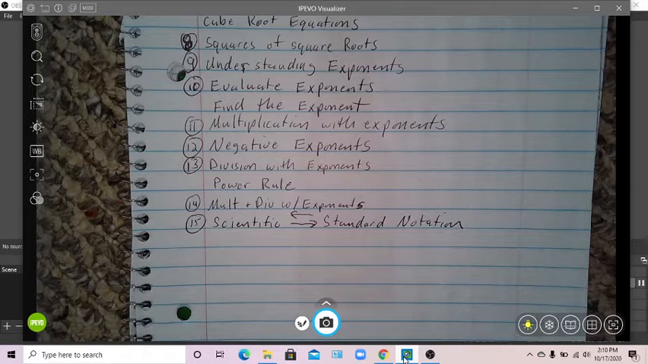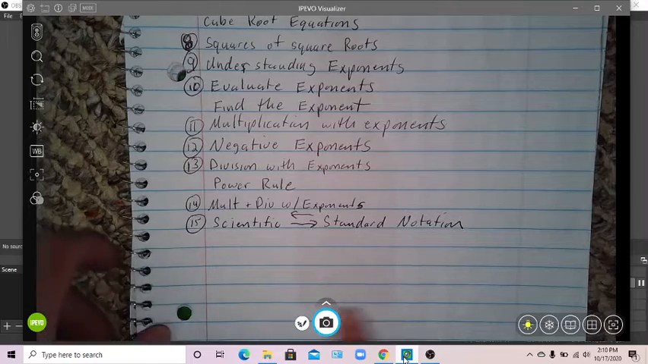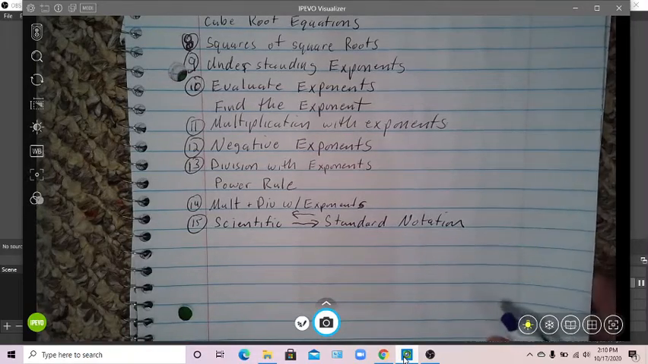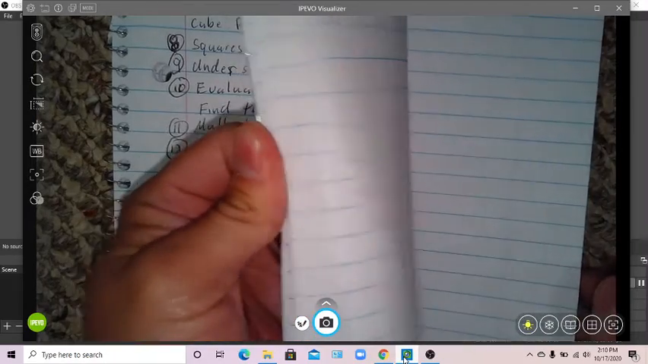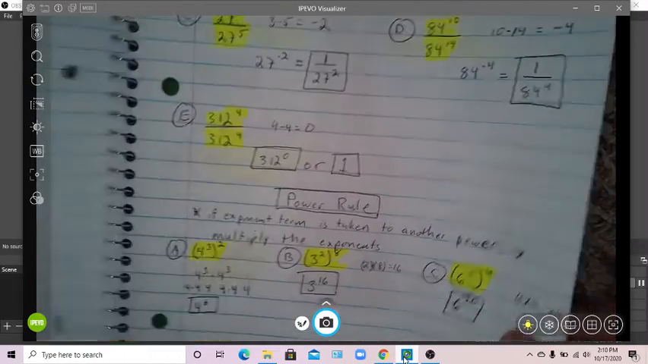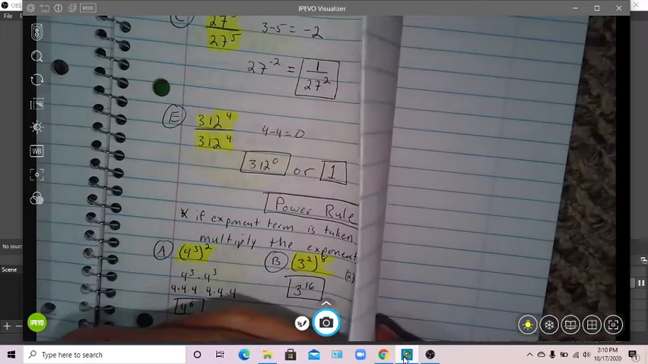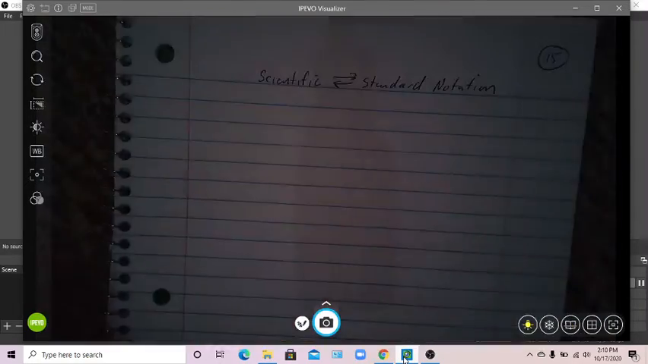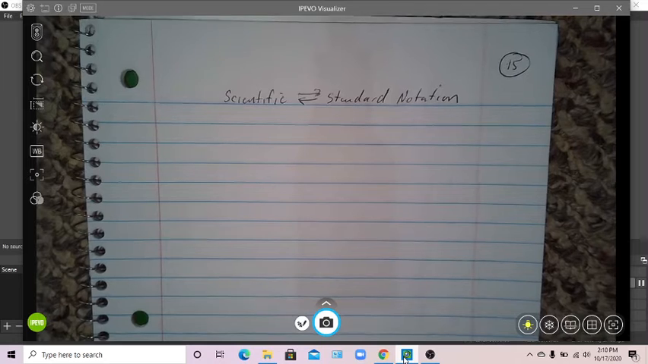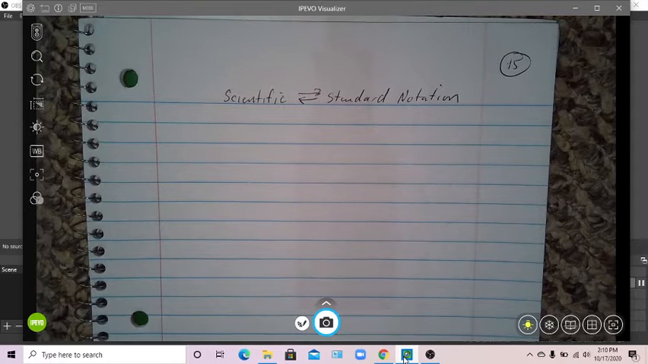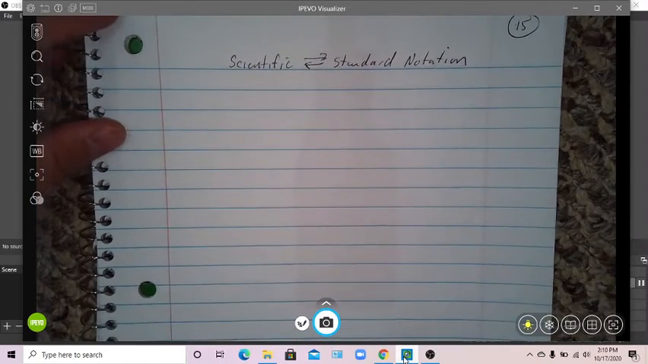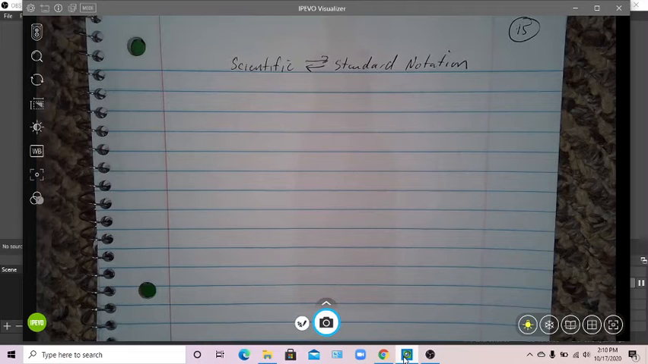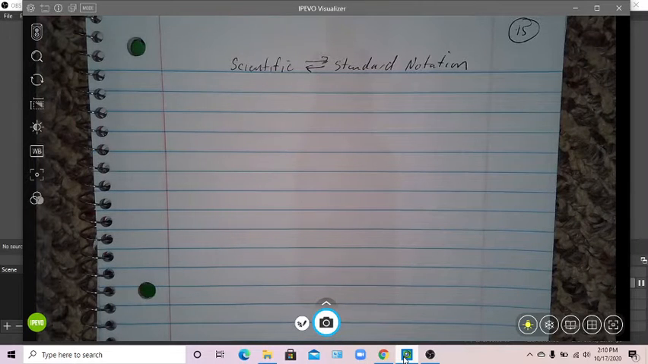Alright, go ahead and put number 15 into your notebook, scientific to standard notation. Go ahead and turn to page 15. I want you to write at the top, scientific, standard notation. And the first thing is writing, so IXL is going to have you do two things, okay? One is rewriting in standard notation, rewriting in scientific notation.